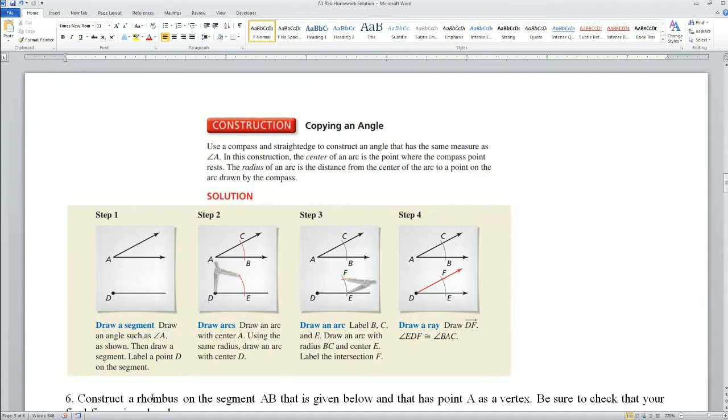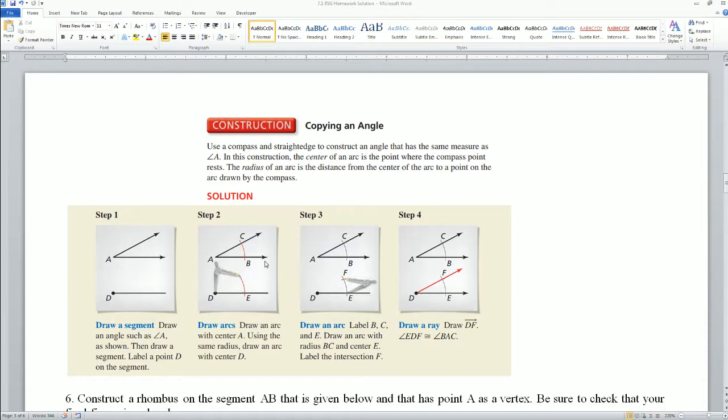Next one. They asked us to copy an angle. Here you go. Alright, draw an angle such as angle A, as shown. Then draw a segment labeling point D right here on the segment. Then draw an arc with the center A right here. Using the same radius, draw an arc with center D.